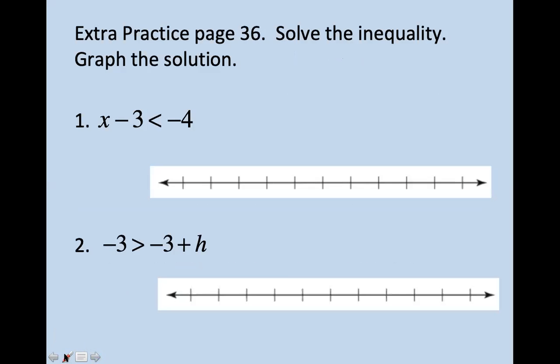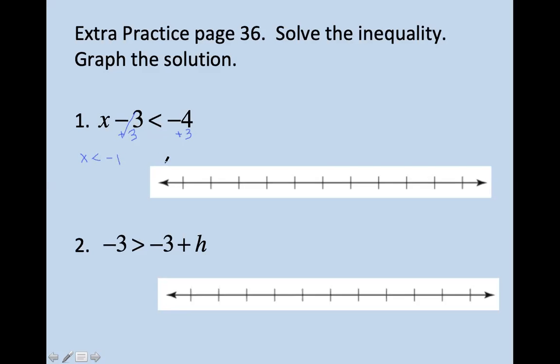All right, let's look at some examples. These are in your journal. Extra practice problems on page 36. So it says, solve the inequality and graph the solution. So on this first one, I'm going to solve it. Again, I'm trying to get the variable isolated. So in this case, I'm going to start by adding 3 to both sides. That leaves me with x is less than, all right, these 3's are gone, -4 plus 3 is -1.